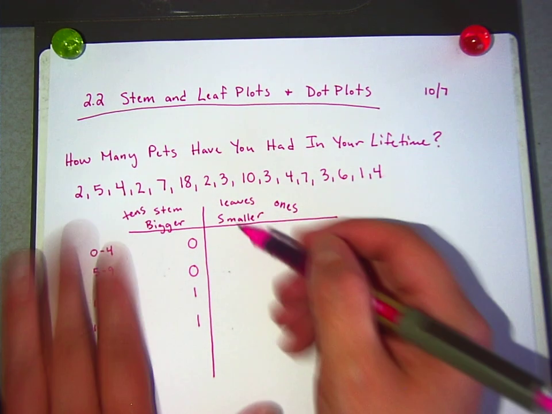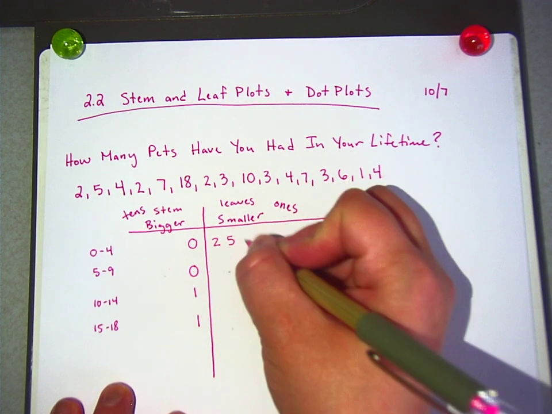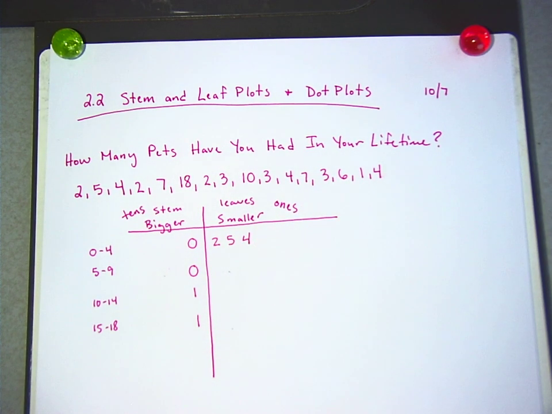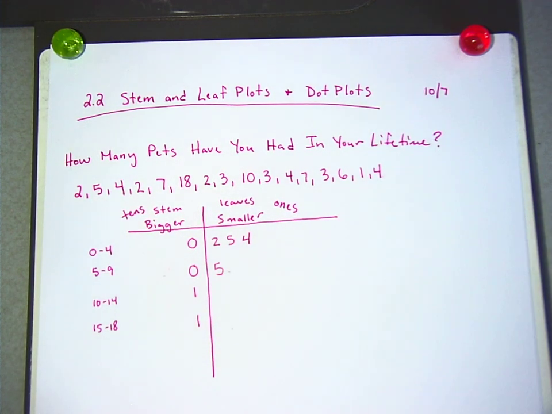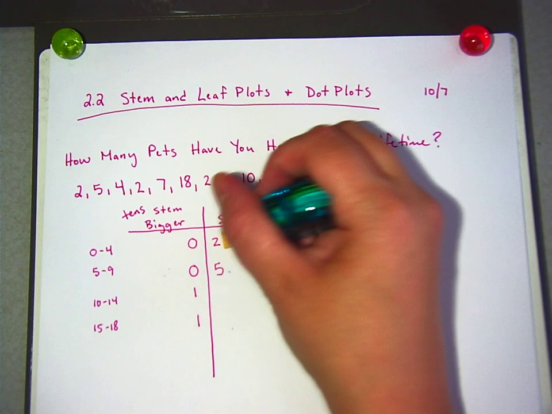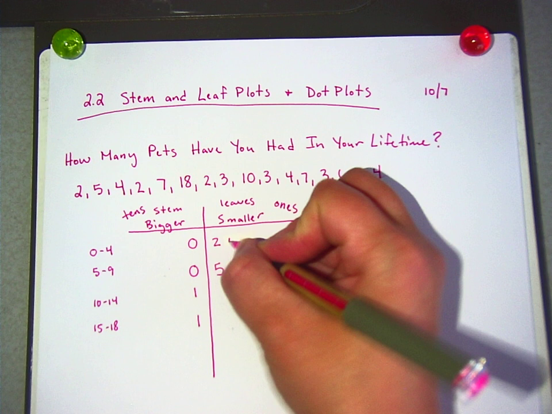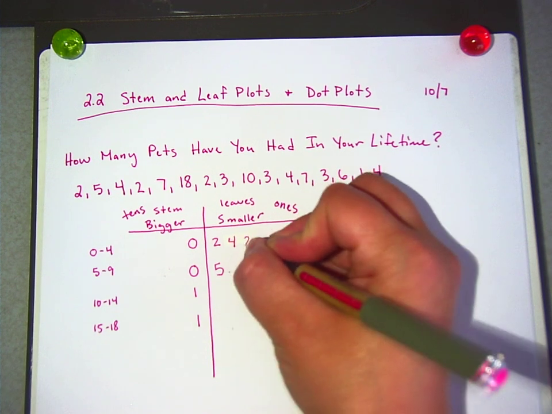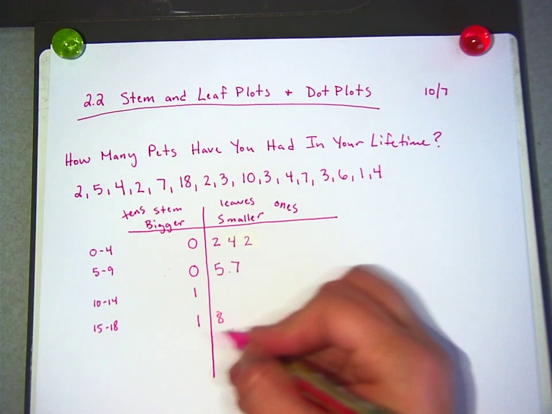All right, now I'm going to start putting these in: 2, 5, and 4. So I'm going to write 2, 5, 4. 2, oh wait, 5 goes here, right? So 2, 5, 4, and then another 2, and then a 7. What about the 18? Where will that go? The bottom, but I only put an 8 here. See how together they make 18?